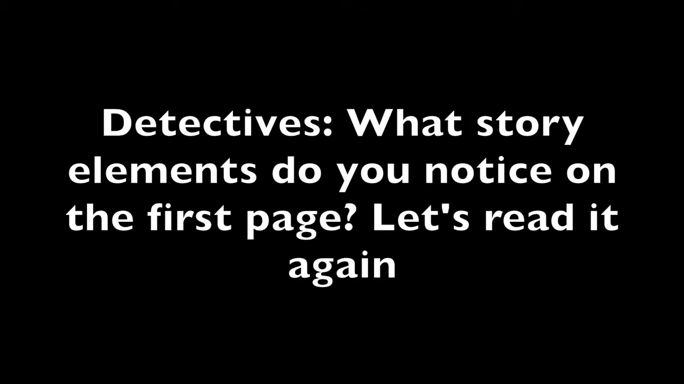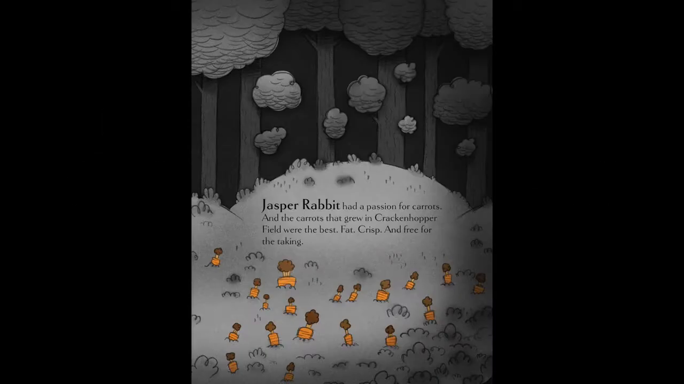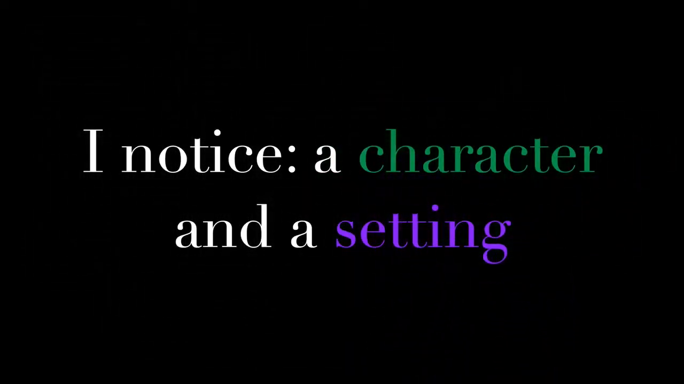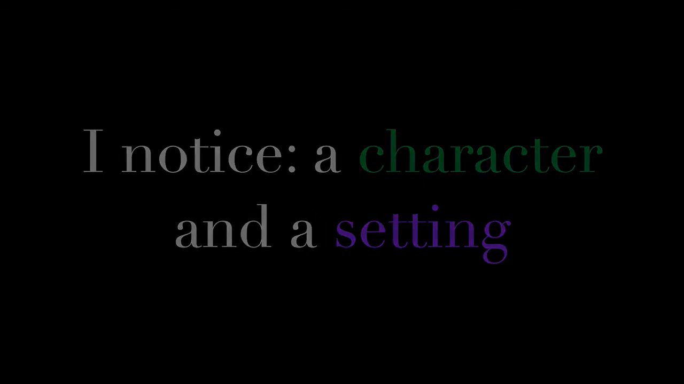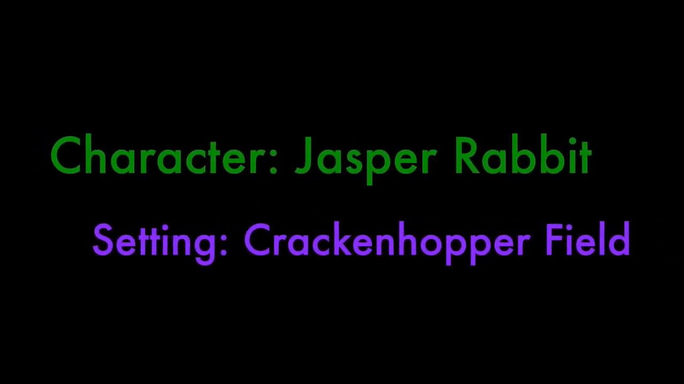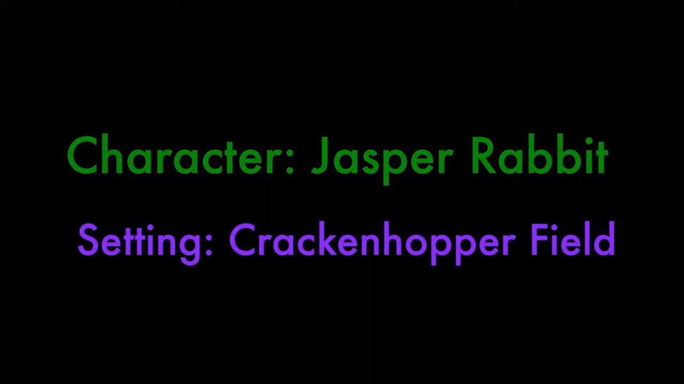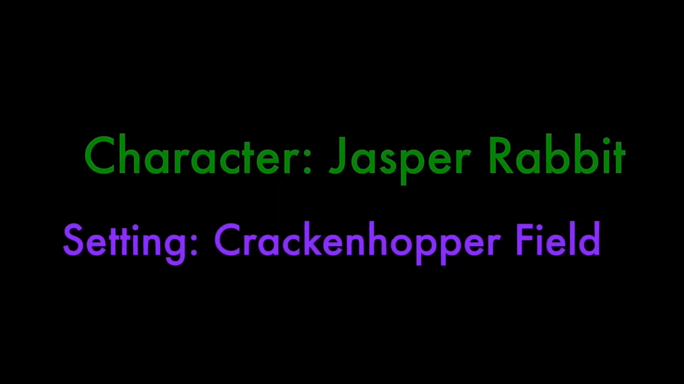Detectives, what story elements do you notice on the first page? Let's read it again. Jasper Rabbit had a passion for carrots, and the carrots that grew in Hopper Field were the best, fat, crisp, and free for the taking. I notice a character and a setting. The character I notice is Jasper Rabbit. The setting is Hopper Field.